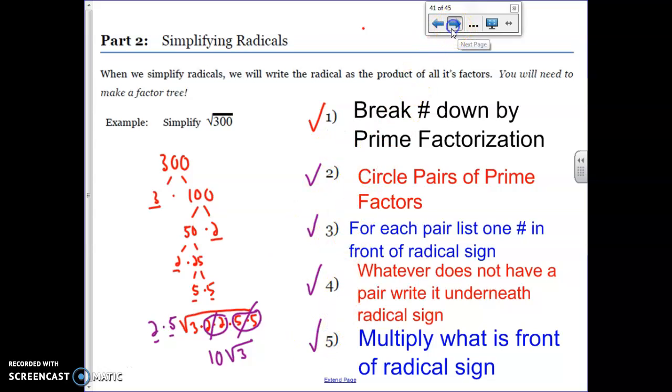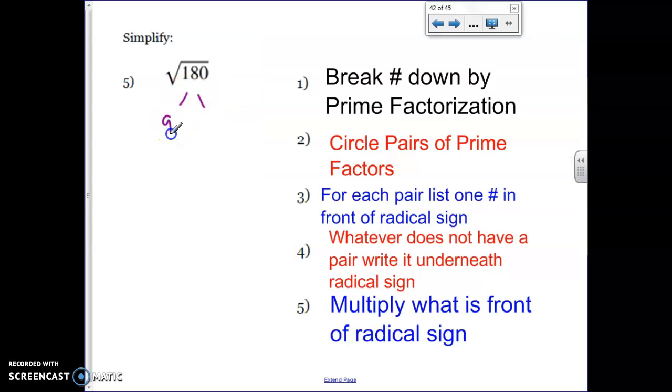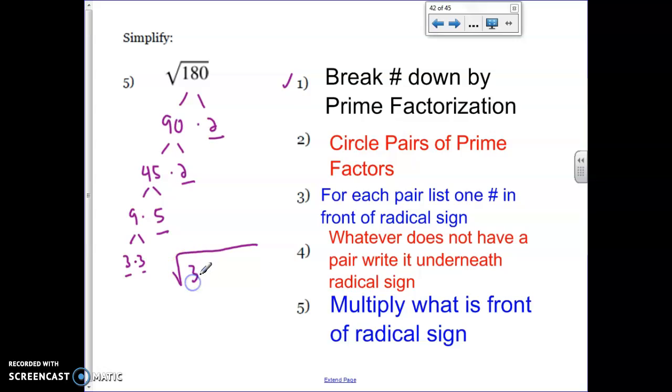So let's look at another example here. So we got 180. We're going to break that number down. So I know that's 90 times 2. 2's prime. 90 breaks down to be 45 times 2. 2's prime. 45 breaks down to be 9 times 5. 5 is prime. And then 9 breaks down to be 3 times 3, which are prime. Alright, so we broke the number down. Underneath the radical sign, I have 2 3's, a 5, and 2 2's.